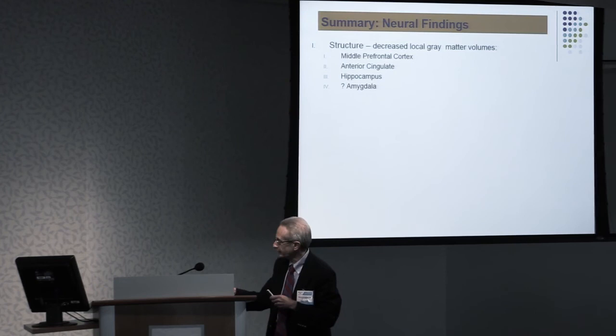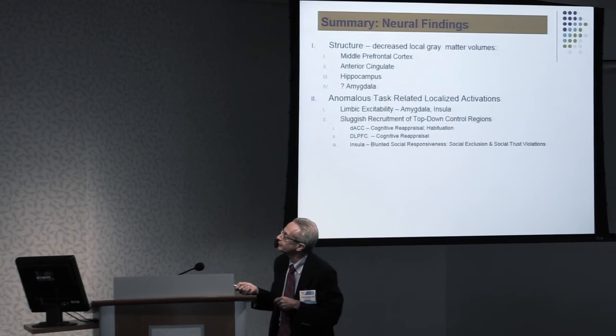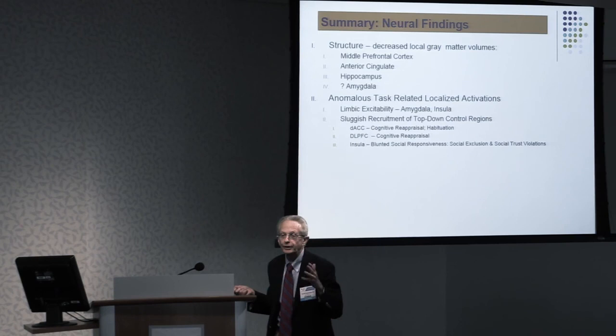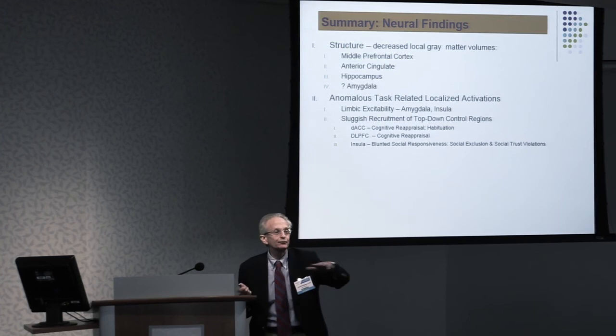There are anomalous task-related activities, increased limbic excitability in the amygdala and the insula, and a sluggish recruitment of these top-down control regions. The dorsal ACC is less recruited during cognitive reappraisal and during habituation. The dorsolateral prefrontal cortex is less recruited during cognitive reappraisal. And the insula shows this kind of obliviousness to these social phenomena going on in borderline patients.